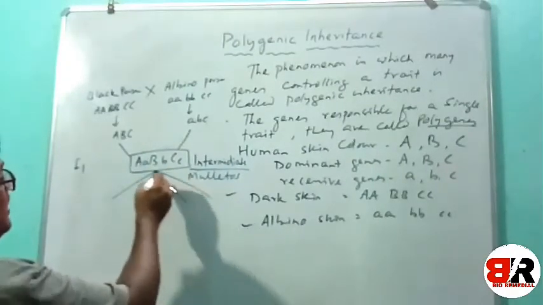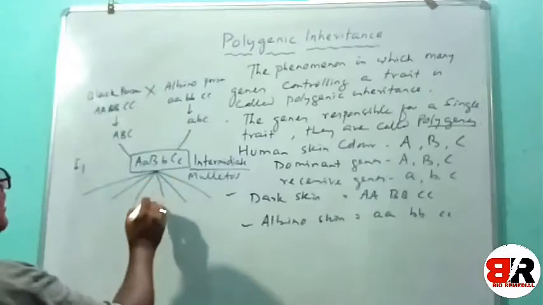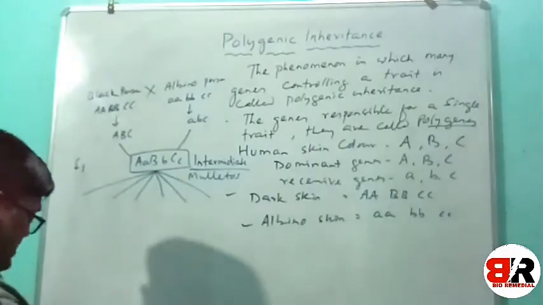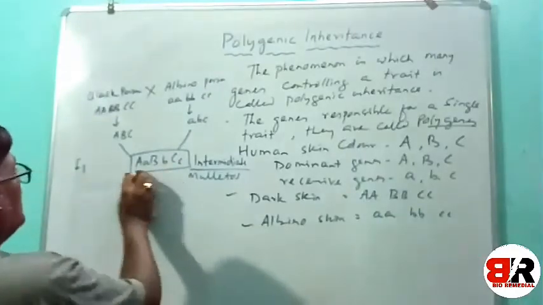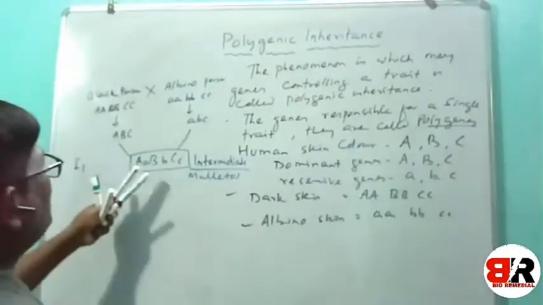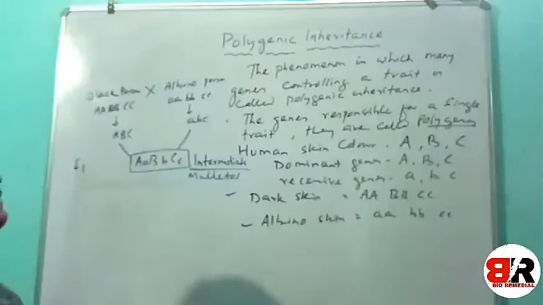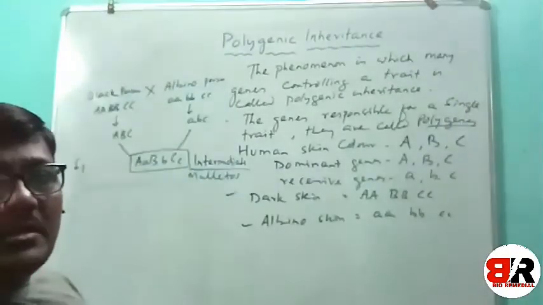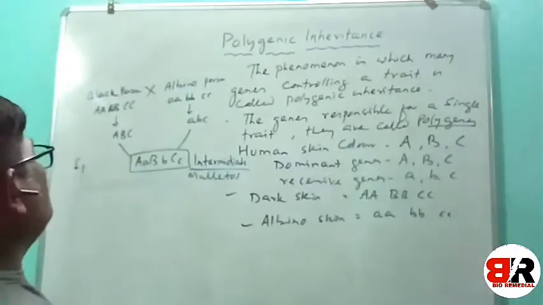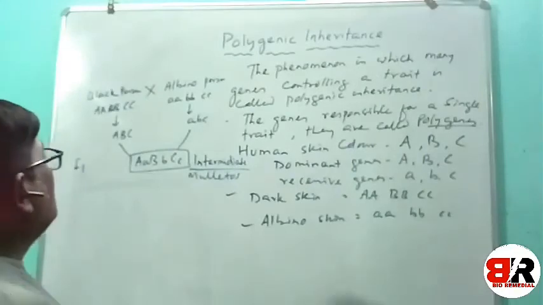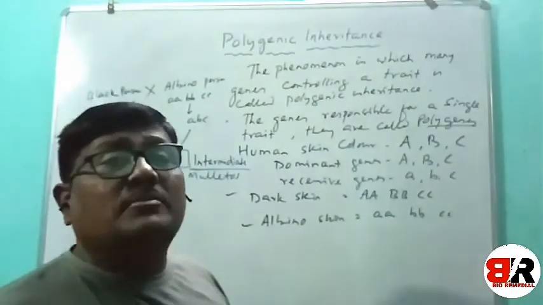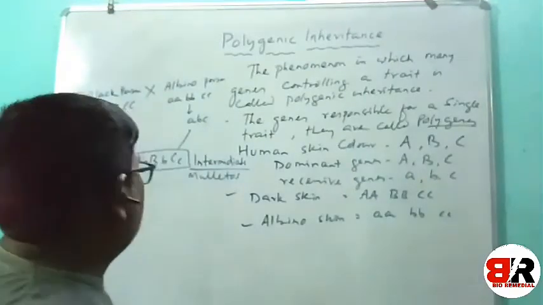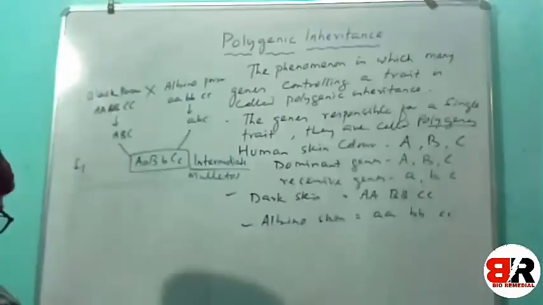We can write down, suppose we take the gametes from this intermediate mulatto with 6 genes, or 3 pairs of alleles. Then we can get 8 varieties of gametes. What will the gametes be?